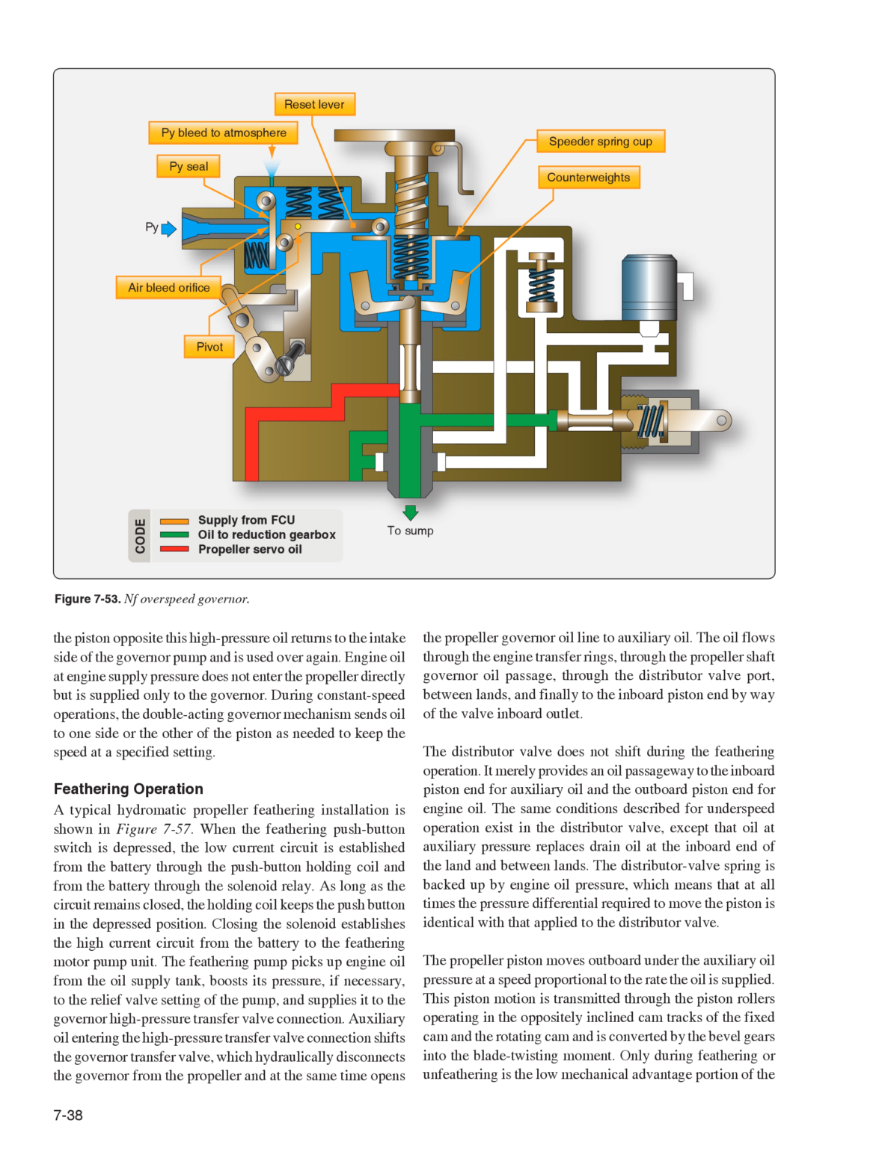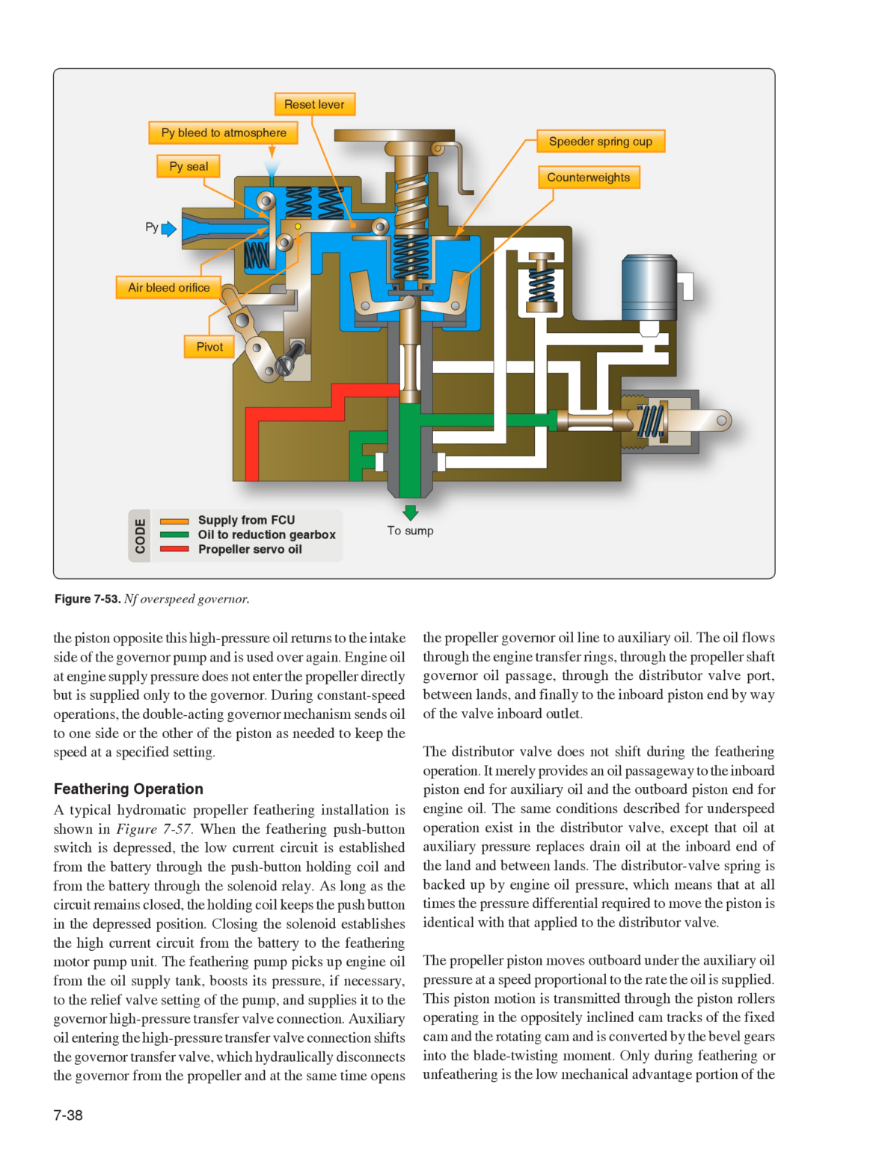The distributor valve does not shift during the feathering operation. It merely provides an oil passageway to the inboard piston end for auxiliary oil and the outboard piston end for engine oil. The same conditions described for underspeed operation exist in the distributor valve, except that oil at auxiliary pressure replaces drain oil at the inboard end of the land and between lands. The distributor valve spring is backed up by engine oil pressure, which means that at all times the pressure differential required to move the piston is identical with that applied to the distributor valve.